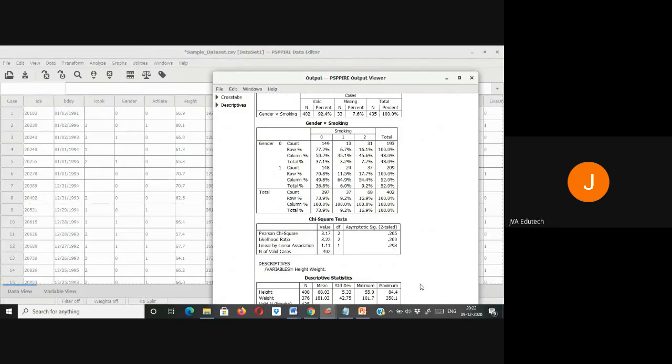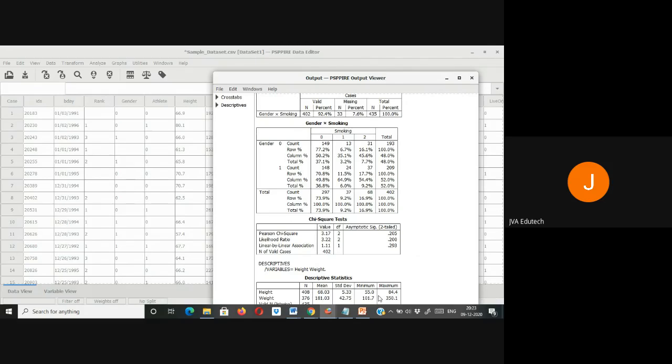Here you can see that height ranges from a minimum of 55 to 84.4, whereas weight is taken in, I think, pounds. So height ranges from 55 to 84.4 inches, whereas weight ranges from 101 pounds to 350 pounds. Okay.